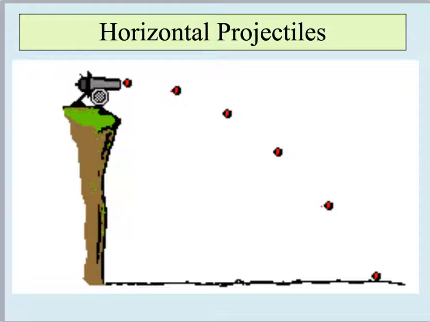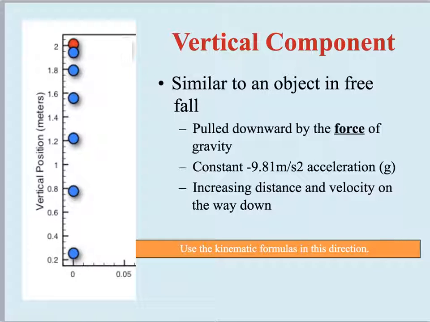We have a cannon just sitting on a cliff, and it's shooting a cannonball out. And we can see that the cannonball is moving forward, but it also is falling as time goes by. And that's something we'll key on, is that time value later on. So let's take the vertical component first. Over here on the left, I have a graph of an object in free fall.